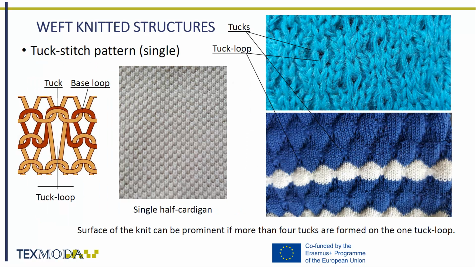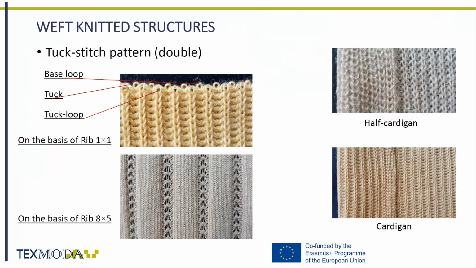In the tuck stitch pattern, three different elements are used: base loop, tuck loop and tuck. Different number of tucks can be formed on the same tuck loop. The double tuck stitch patterns can be knitted on the basis of rib and interlock patterns. The popular double tuck stitch patterns are double cardigan and double half cardigan.